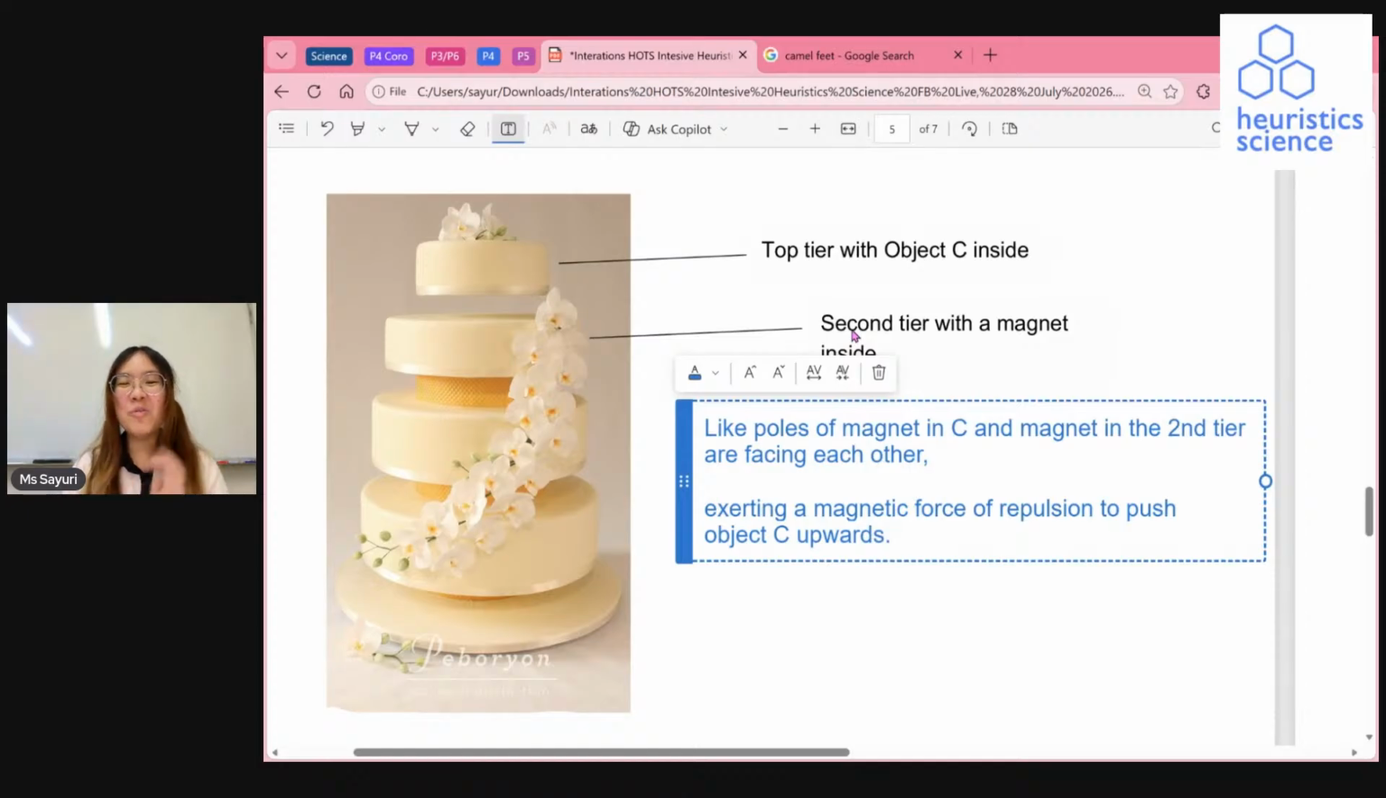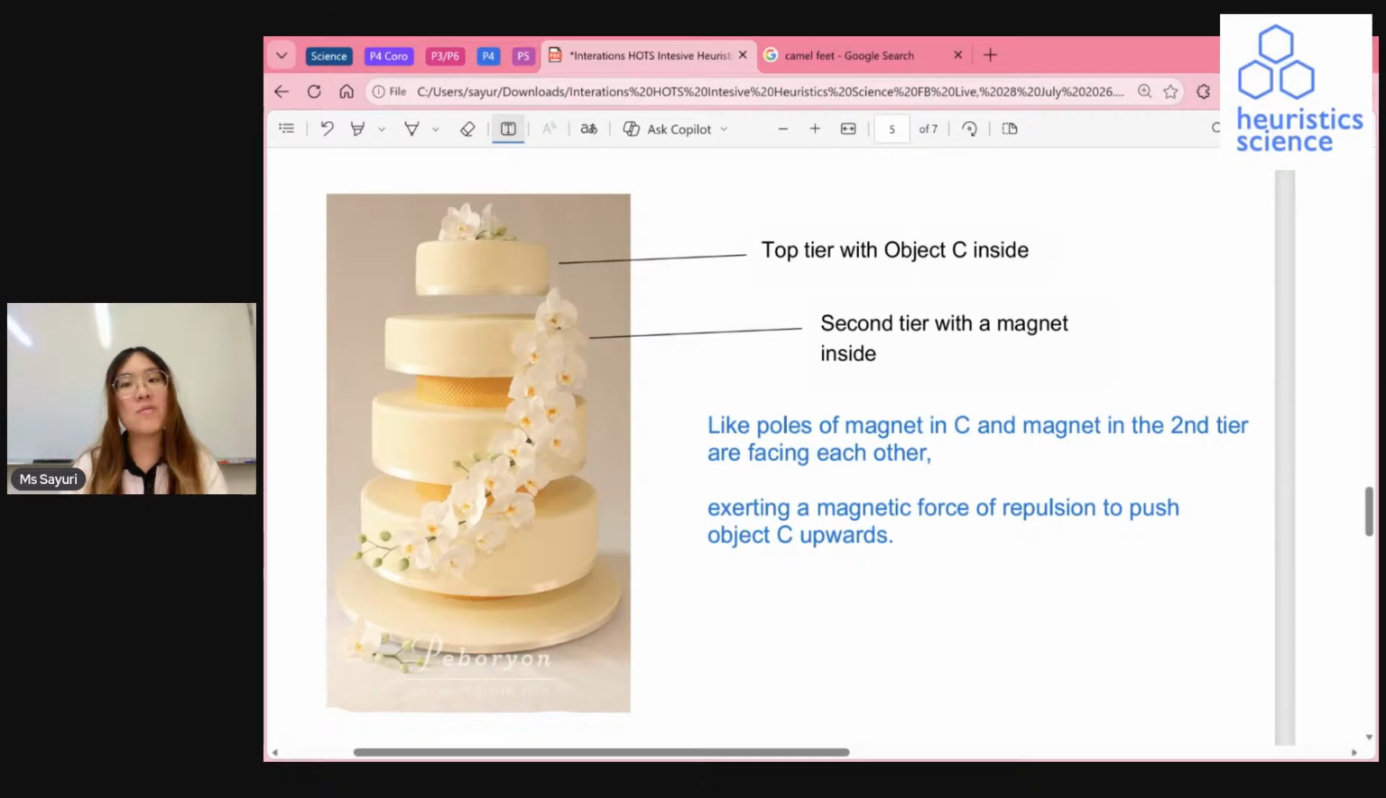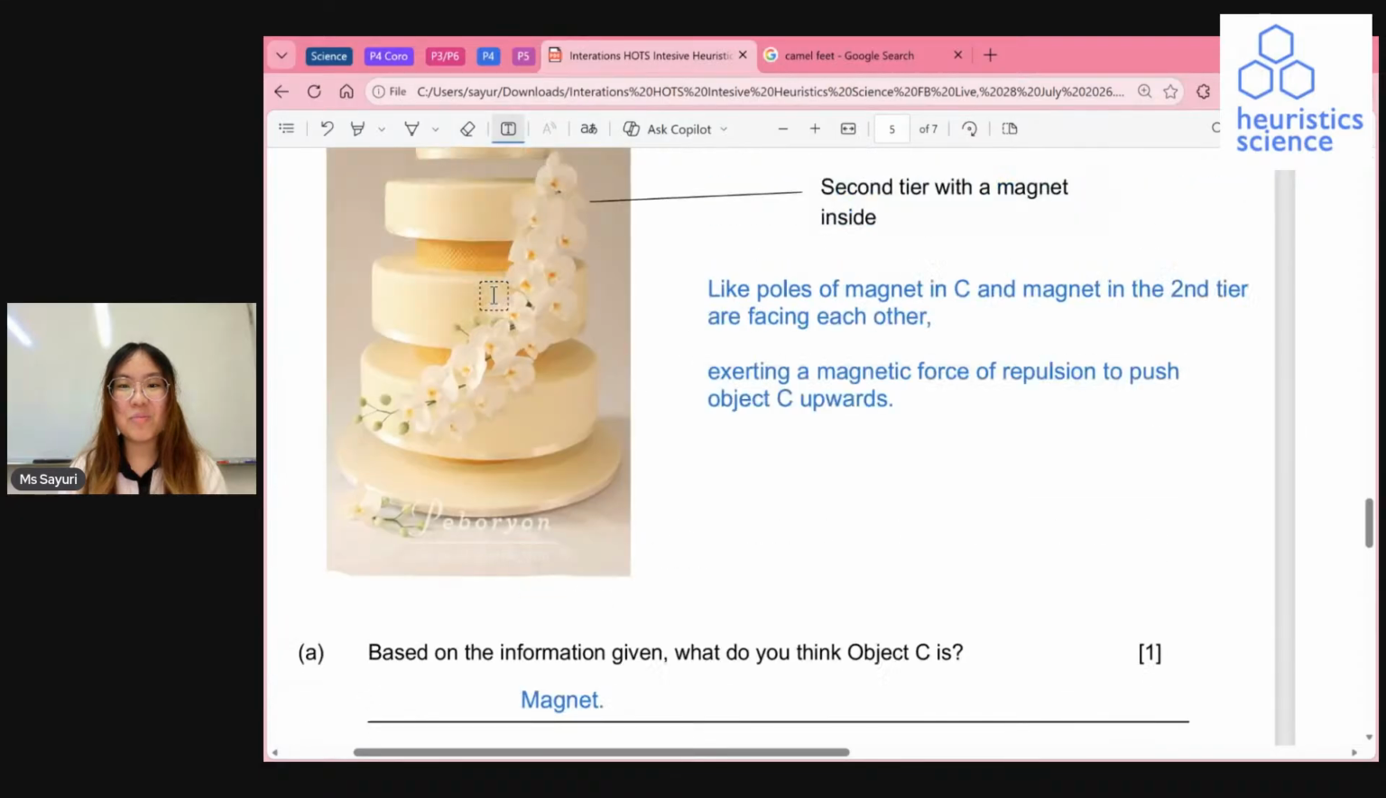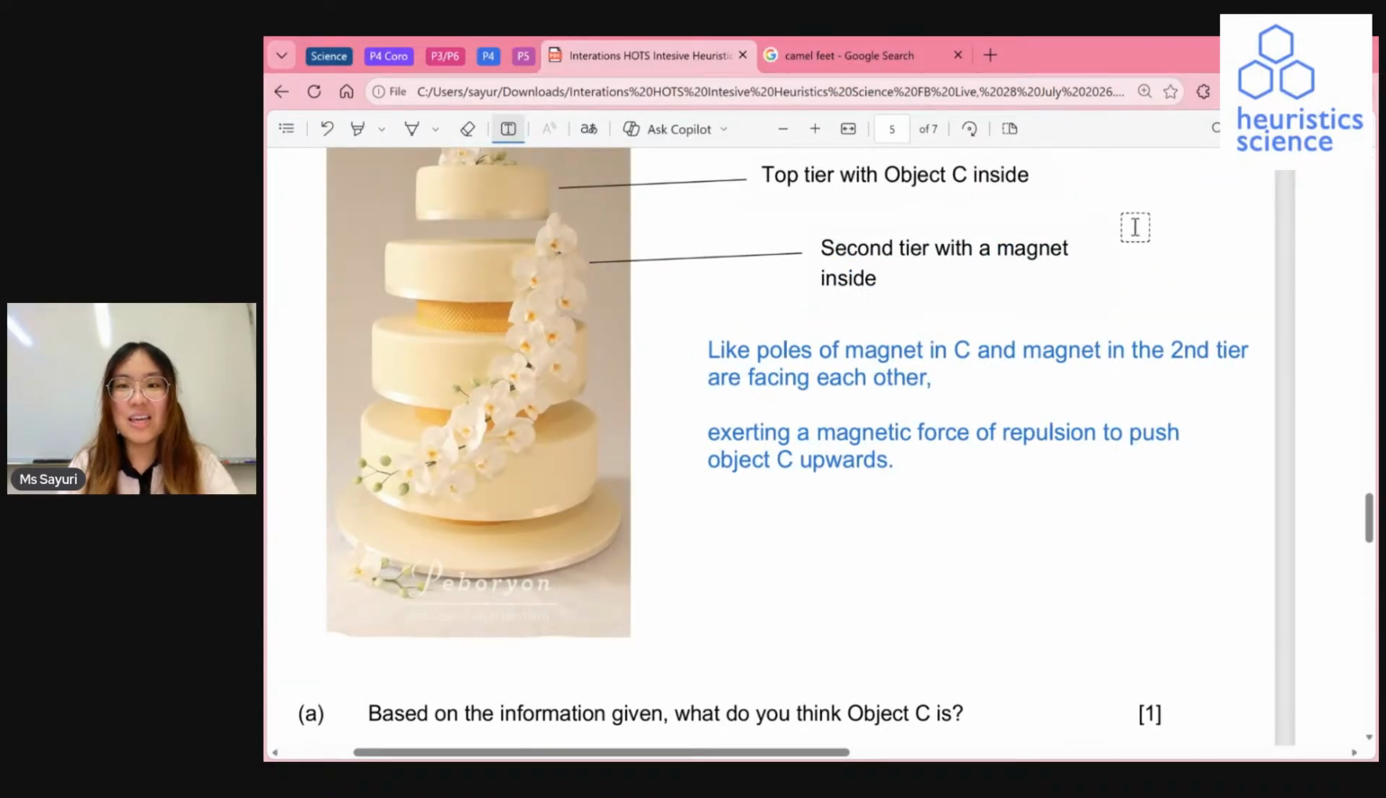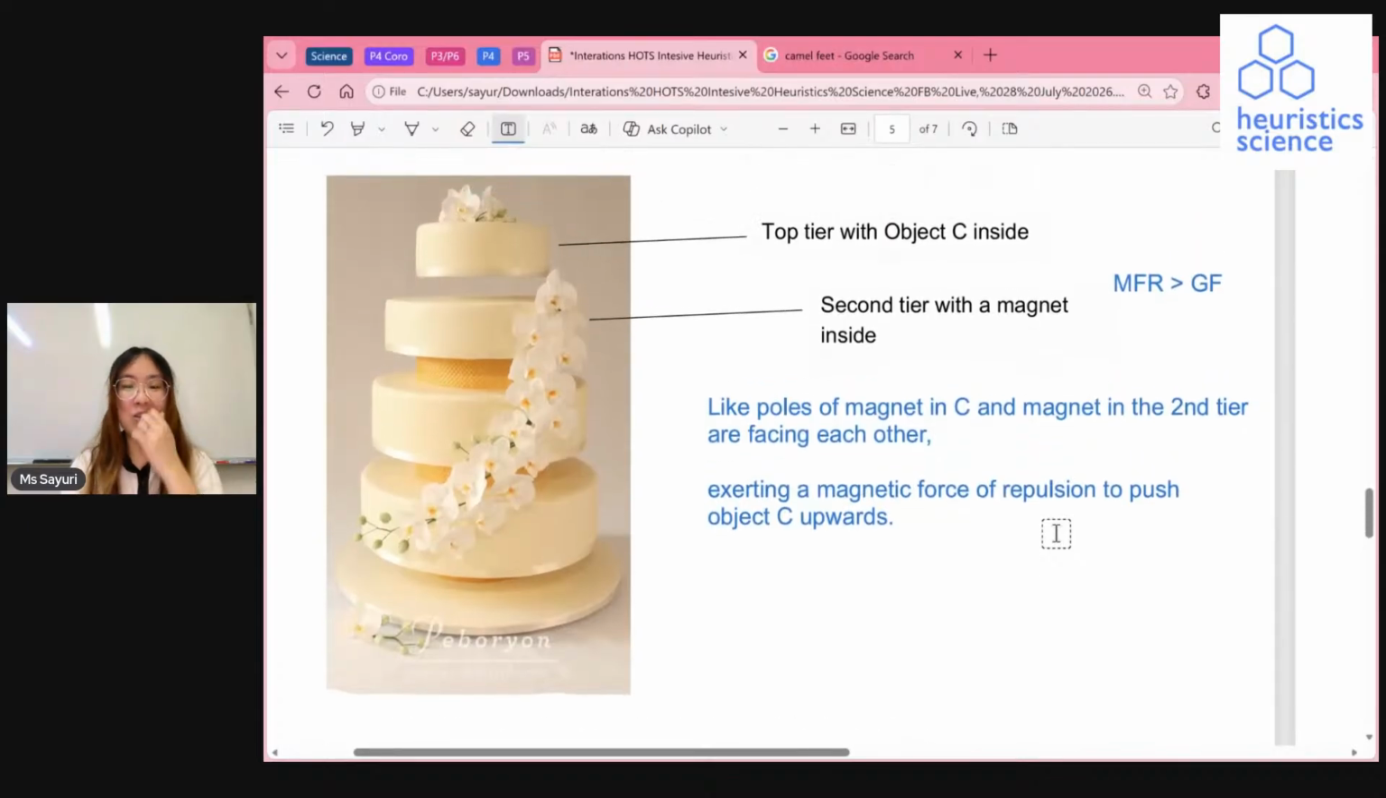Okay, so now if you write this, this cannot be a full answer because why is it floating? Why does it not come down? The reason why it didn't come down, even though we are on Earth and everyone is subjected to gravitational force, is because currently your MFR is greater than your GF, gravitational force. So you have to write a sentence on that, even though it is a little bit awkward.